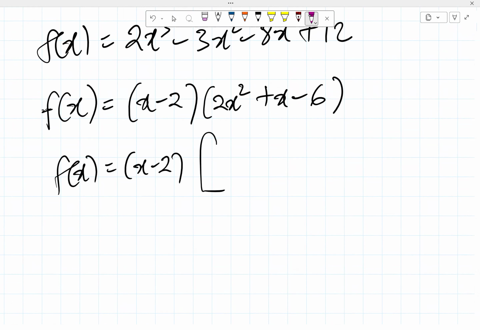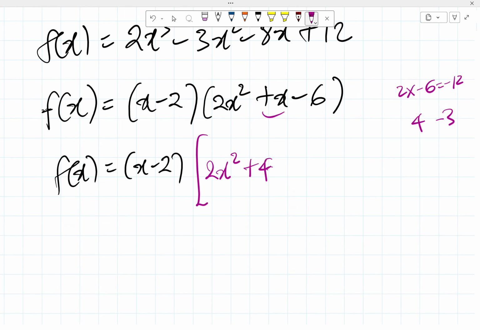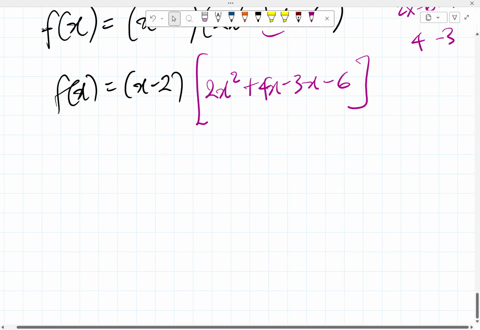We need two numbers to multiply to get 2 times minus 6. That is minus 12. And when we add, we get plus x. That's easily 4 and 3. 4 times 3 will give us 12, but we need negative. So it means one of them should have negative. But because we need positive in between, the negative should go with the smaller number. So 4 minus 3 can be 1. So we have 2x squared plus 4x minus 3x minus 6. Like this.